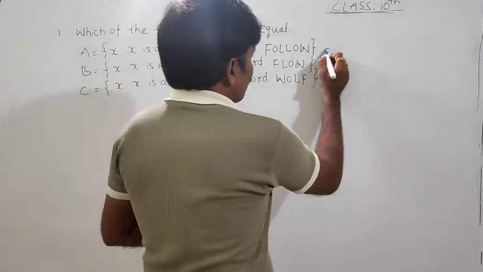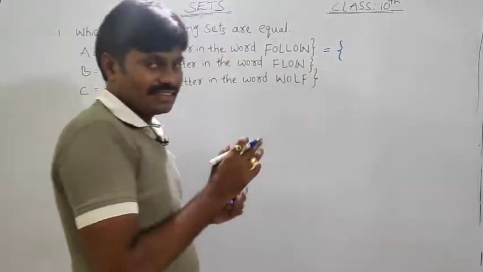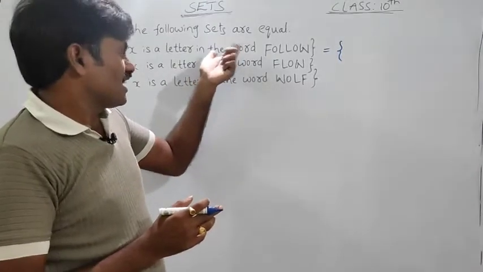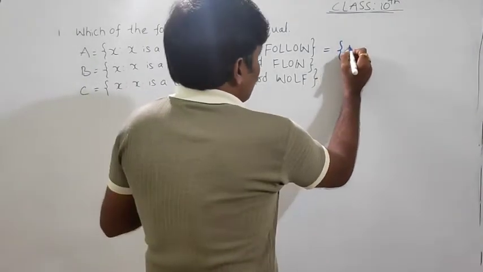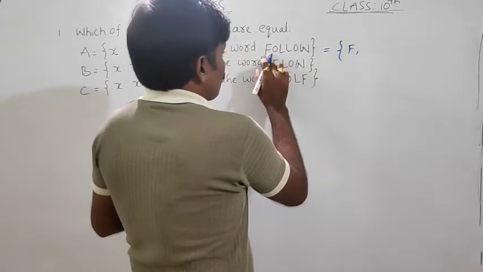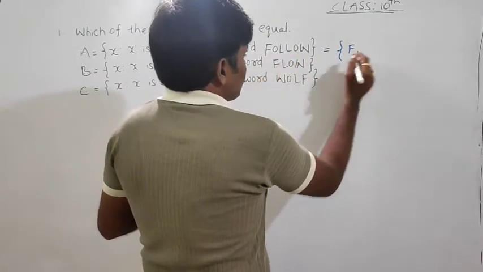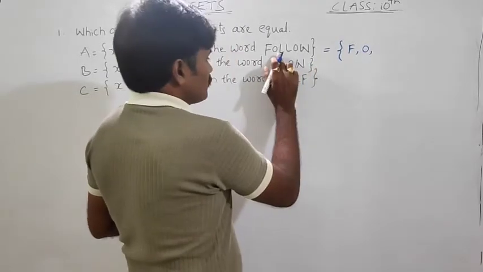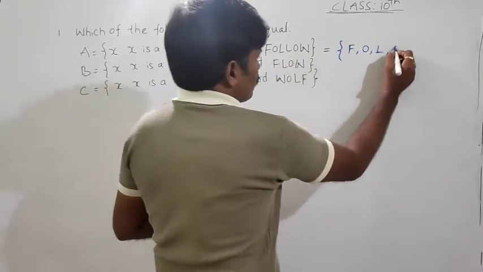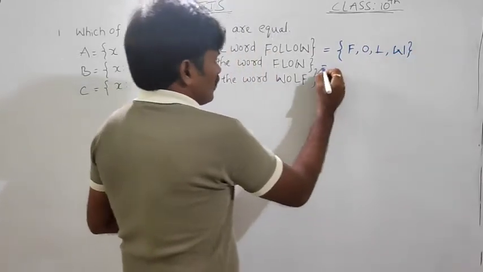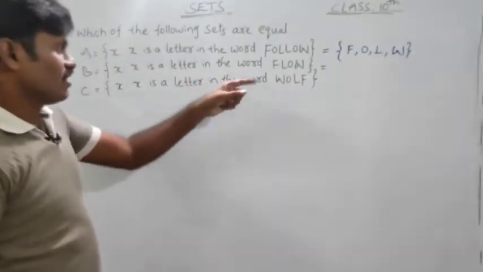So as you know, if you write in list form or roster form, we write a repeated element only one time. Here F is not repeating, O is repeating two times, so we consider it a single time. L is repeating, we should consider it one time, and W. Now set B: x is a letter in the word FLOW.